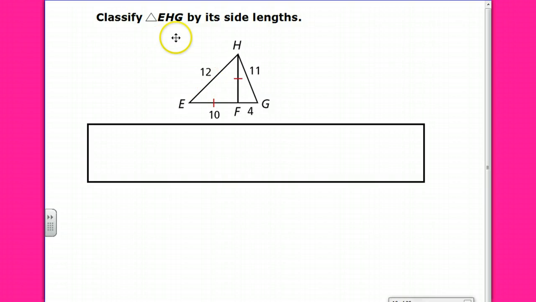How about if we classify EHG? EHG, pause, take a moment, classify it by its side lengths. Well, EH is 12, HG is 11, and the length of EG is 14. No side is congruent to another in that triangle, so we would call this triangle scalene.